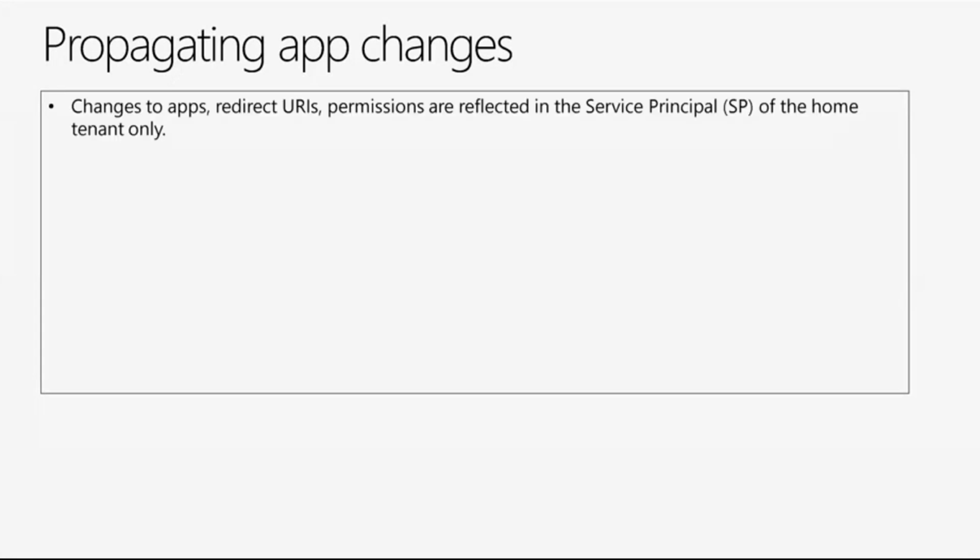Another part that you should be very well aware of is how you propagate changes to your multi-tenant app in your host tenants. If you make any changes to an app after it has been provisioned in other tenants, the changes you make to your application, like changes to redirect URI or permissions, are only going to be reflected in the service principal of the home tenant.